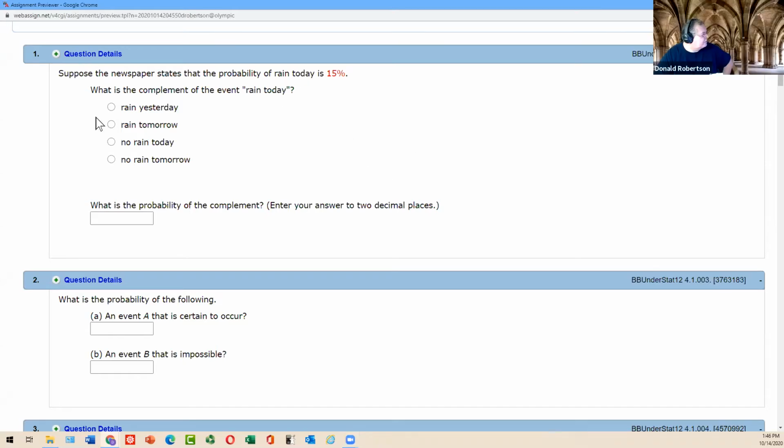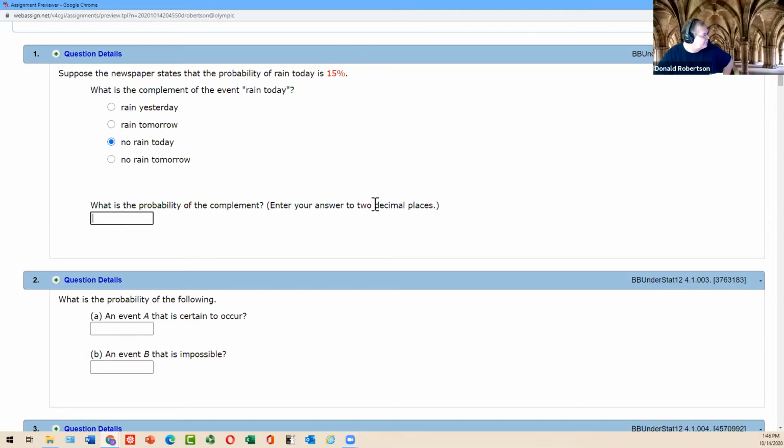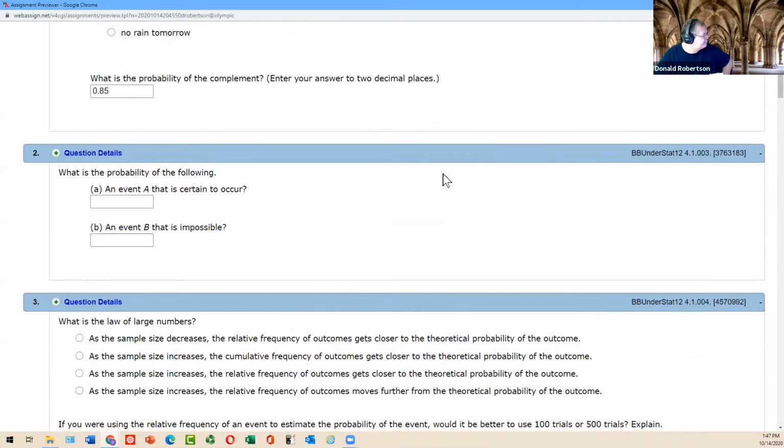Here goes. Okay, so what's the complement then of the event it's rain today? No rain today. There we go. If this is 15%, would you agree this is 85%? But since they want the answers to 2 decimal places, you will have to convert your answer into that. They just like decimals. I guess the book or the WebAssign handles decimals better than percentages or fractions.